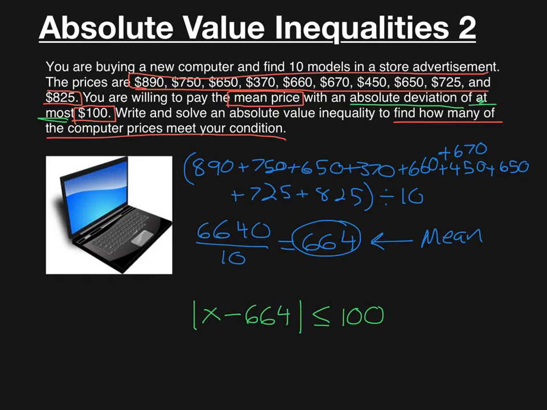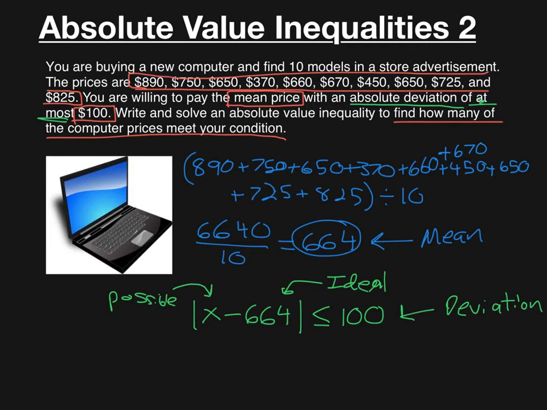So remember, when we set these up, what these represent, x are the possible values, 664 in this case is the ideal value. That's what we're willing to pay. And 100 is the deviation. How much could be above the ideal number or below the ideal number.